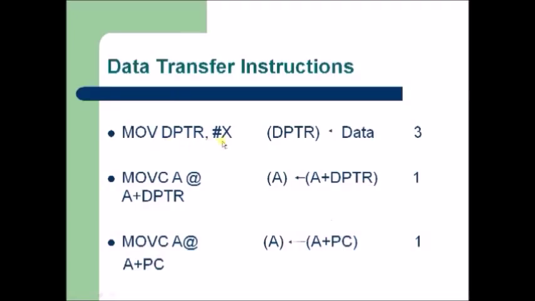MOV DPTR, #x. DPTR is the data pointer. This immediate value is stored inside the DPTR, and it is a 3 byte instruction, as we know that DPTR is a 16-bit register.